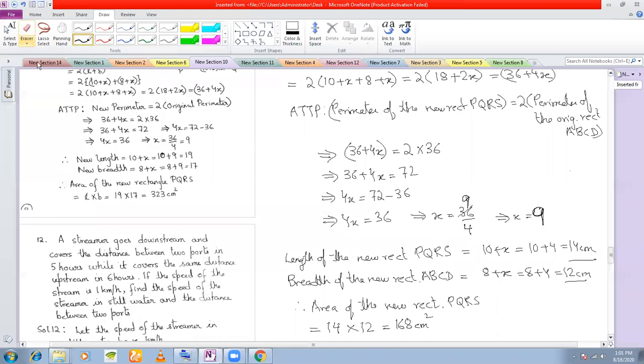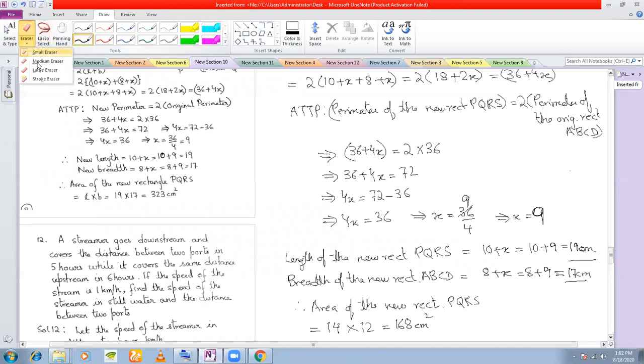Okay, so this should be 9. And this also should be 9. It will change. 10 plus 9 equal to 19 centimeter is your new length. And 8 plus 9, so 17 centimeter is your new breadth.